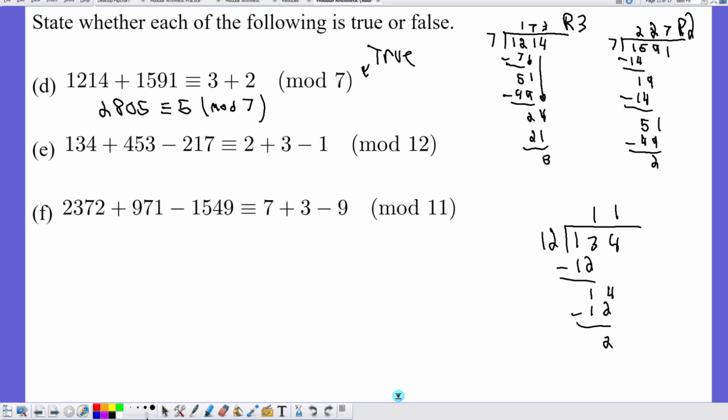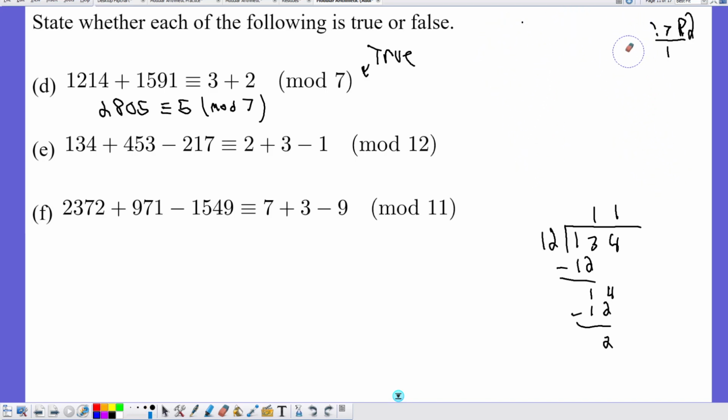Okay, how about, let me erase some of the old work. What if we have 453 mod 12? So 12 divided into 453. Well, 12 goes into 453 37 times. And 37 times 12 is 444. Subtracting these two, 453 minus 444, we get 9. Now a 9 doesn't show up anywhere on here, so we can immediately conclude that this must be false.